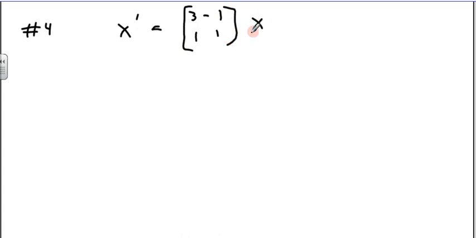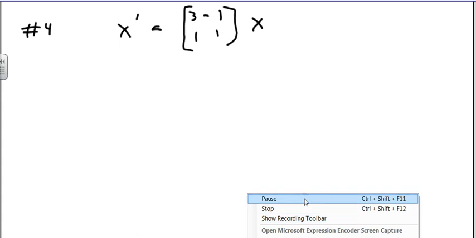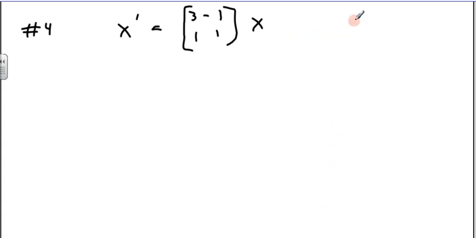Number 4. X prime is equal to 3 minus 1, 1, 3. Three minus 1, 1, 1. X. And at that point, we're going to pause for a moment. So I looked in the book, and I found that I do have the right problem, so that's good. So x of 0 is equal to 1, 0.